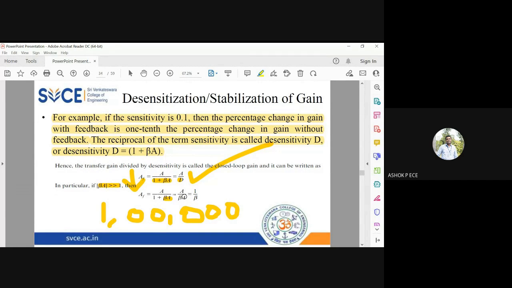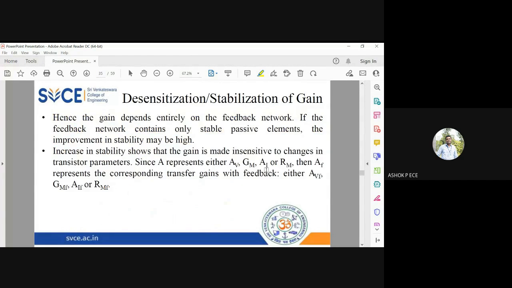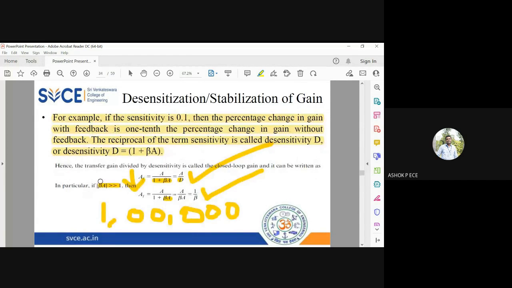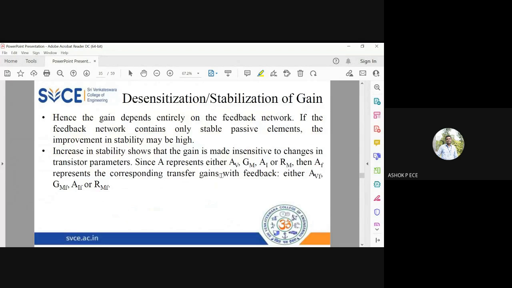I can cancel A here. So the gain with feedback is effectively dependent on beta. AF is dependent only on beta if A beta is very much larger. So AF is equal to 1 by beta, the reciprocal of your feedback factor. Okay, this is an approximate formula for AF. This is the exact formula for AF. So the gain depends only on the feedback network.